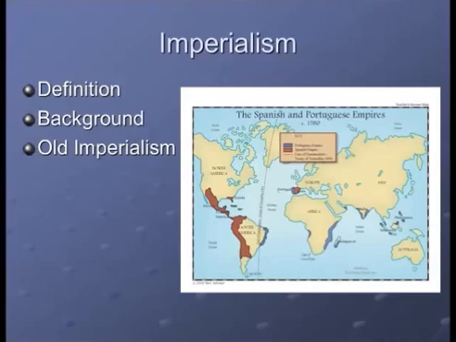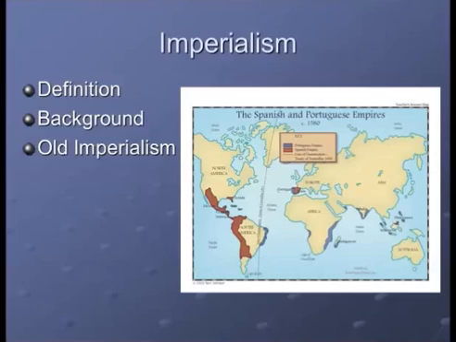Imperialism is a policy of extending a nation's authority by establishing political or economic control over another area or people. Of course, there are different types of imperialism: direct imperialism, when you take over the country, and indirect imperialism, when you use your influence to basically dictate how that country is ruled.